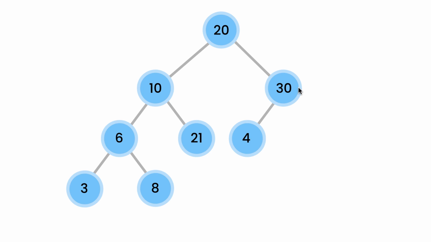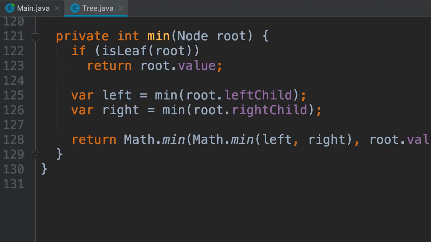So if you get this question in an interview, first you should figure out if you're dealing with a binary tree or a binary search tree. If you're given a binary tree, then you need to find the minimum value using this algorithm. But if you're given a binary search tree, you need to find the leftmost leaf. Let me show you how to do that.